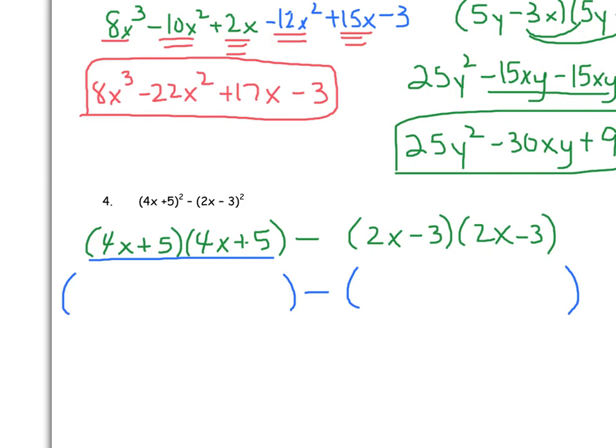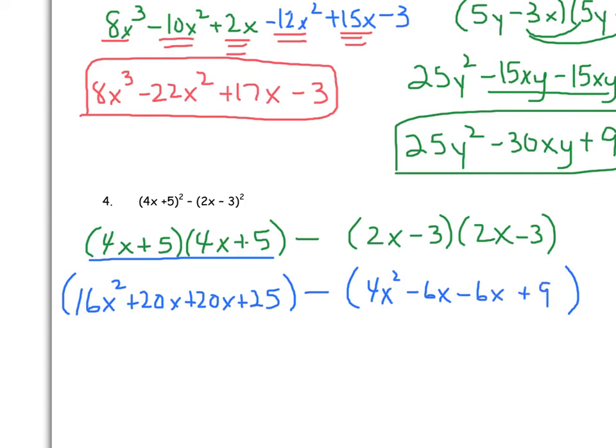So as we come through and we square the first binomial, we'll have 16x squared, we'll have a 20x, and a 20x, and a 25. And the second binomial will give us 4x squared, a minus 6x, a minus 6x, and a plus 9. And now if we think all the way back to the first problem, it's a difference of two polynomials. So there's 16x squared plus 40x plus 25. That's going to subtract 4x squared minus 12x plus 9.